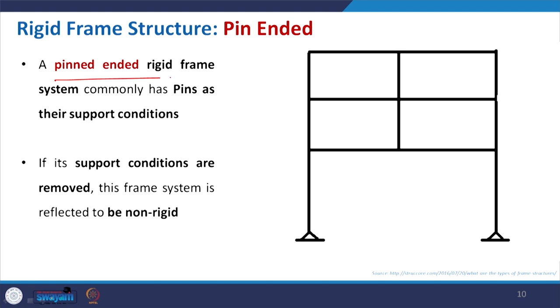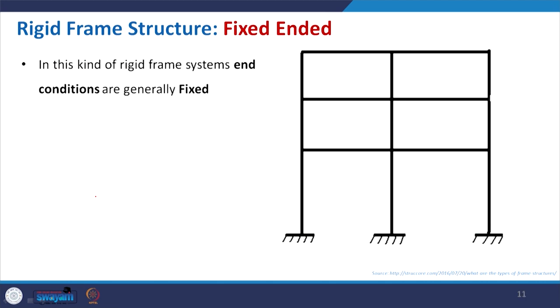Now, coming to the pin-ended joint rigid frame structure. A pin-ended rigid frame system commonly has pins as its support condition. Here, in this portion, they are joined with this. If this support pin is removed, it is considered non-rigid, because with the support condition removed it becomes a non-rigid structure. Coming to the fixed-ended, you can see the representation of the structure has changed. Now it is shown as a fixed end. In this kind of rigid frame system, the end conditions are generally fixed, not pinned.